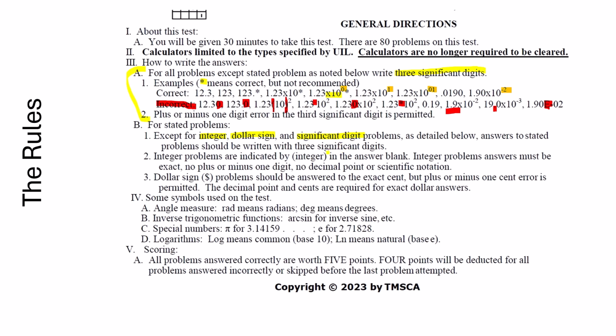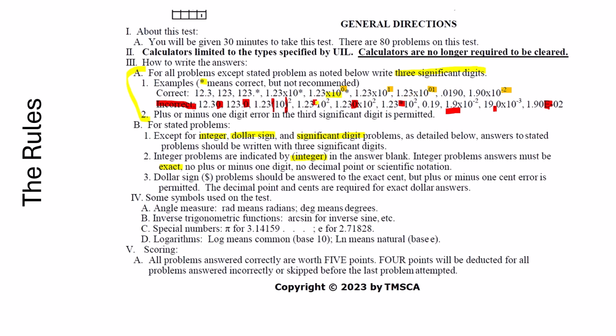And if they do have an SD, which is pretty rare, then you might have to estimate what is the appropriate number of significant digits. All right. So again, integer problems are indicated by integer in the answer blank. They must be exact. No plus or minus 1 digit, no decimal point or scientific notation.